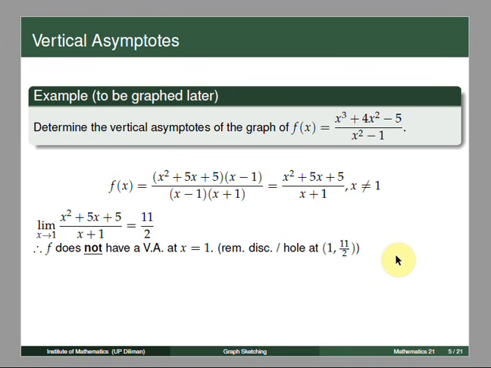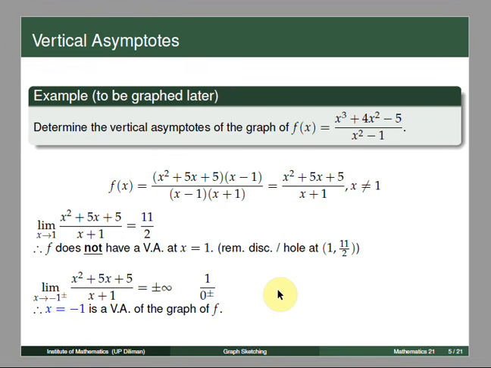Next, we take the limit as x approaches negative 1. As x approaches negative 1, the numerator will always approach 1, while the denominator will approach 0. If we approach negative 1 through positive values, you can check that it approaches 0 through positive values. When we approach negative 1 from the left, it approaches 0 through negative values. In any case, the limit will become infinite, which translates to f having a vertical asymptote at x equals negative 1.